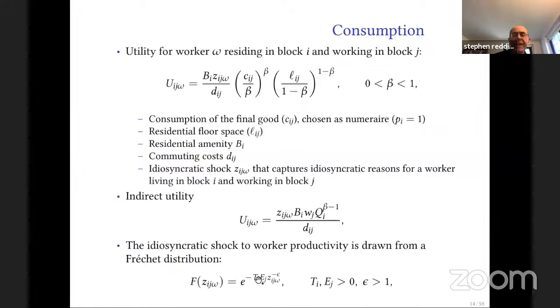And then the parameters T_i and E_j, they're scale parameters that are going to control the average draw for workplaces, that's the T parameter, and the average draw for residences, that's the E_j parameter. Those two parameters are going to control the mean idiosyncratic preference draw on average for a workplace and for a residence, respectively.